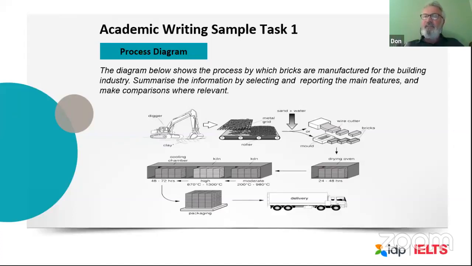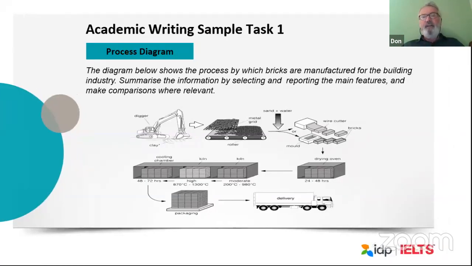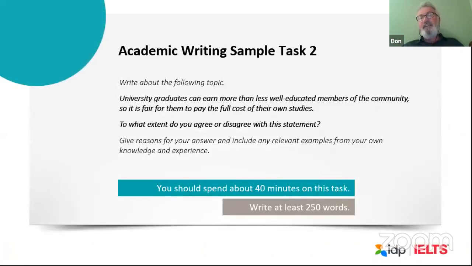You don't have to explain, you don't have to give an opinion. That's in task 2 of the writing. So task 2 of the writing is like this. You're given a statement. Here the statement says university graduates can earn more than less well-educated people, so they should pay for their studies. Then you are asked to respond to the statement.